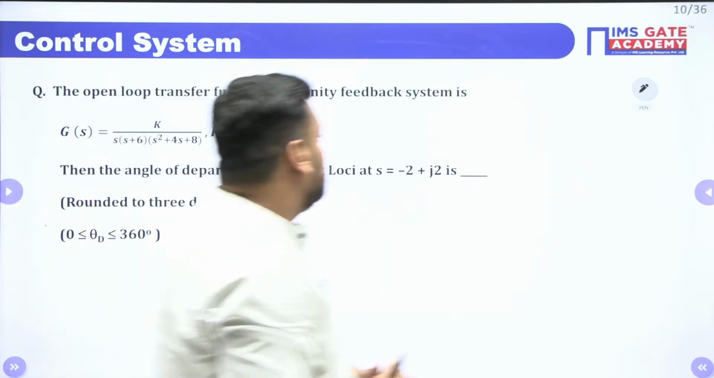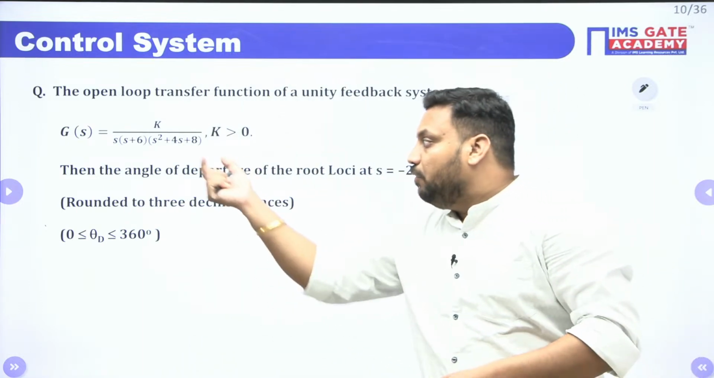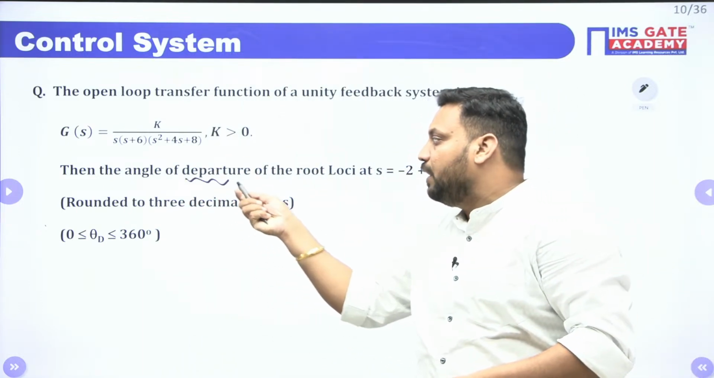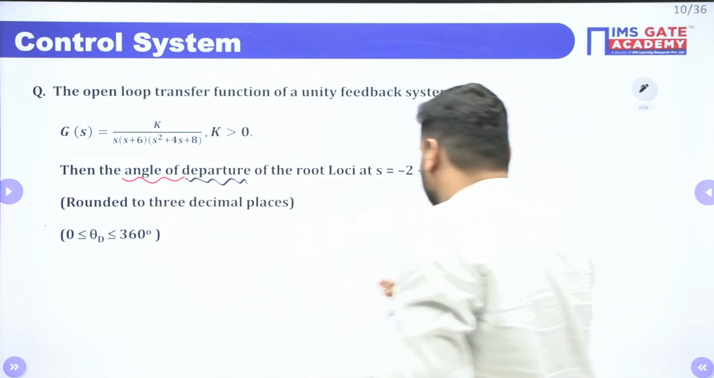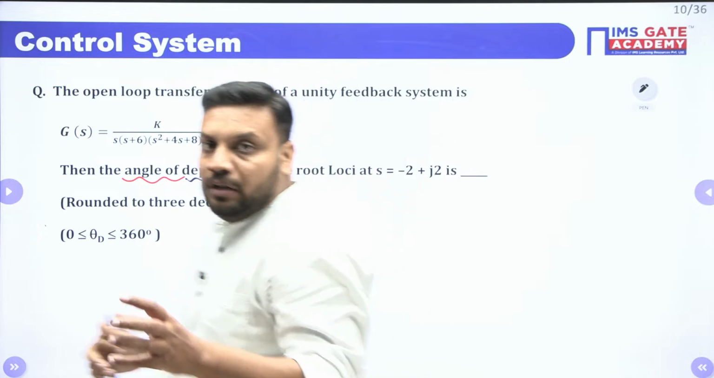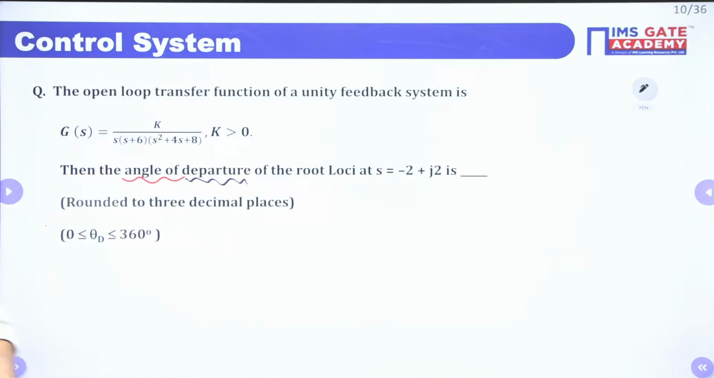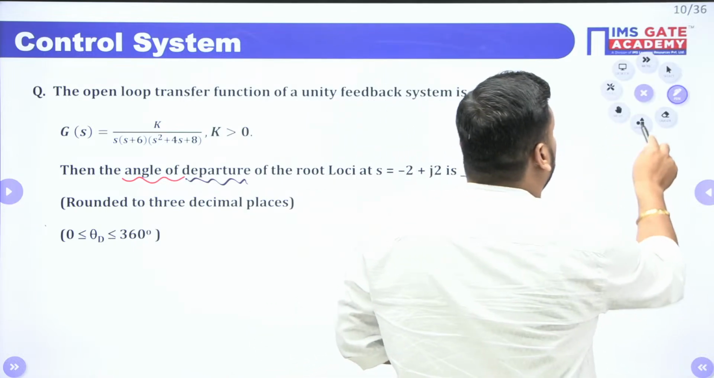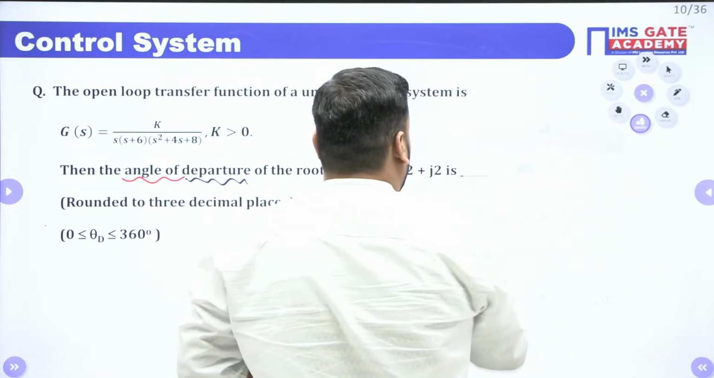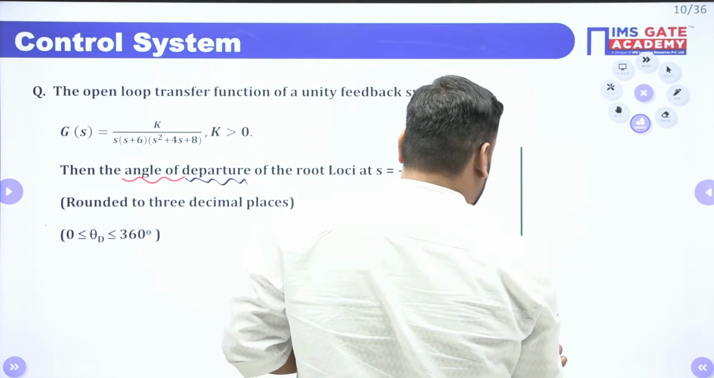Open loop transfer function of a unity feedback system, where the examiner is asking for the angle of departure. For the angle of departure, guys, you have to make the diagram and do the calculation part. If you have a calculator, you will just go for this. So do it first, guys. Tell me how many poles we are having. First of all, you should reply how many poles we are having in this.